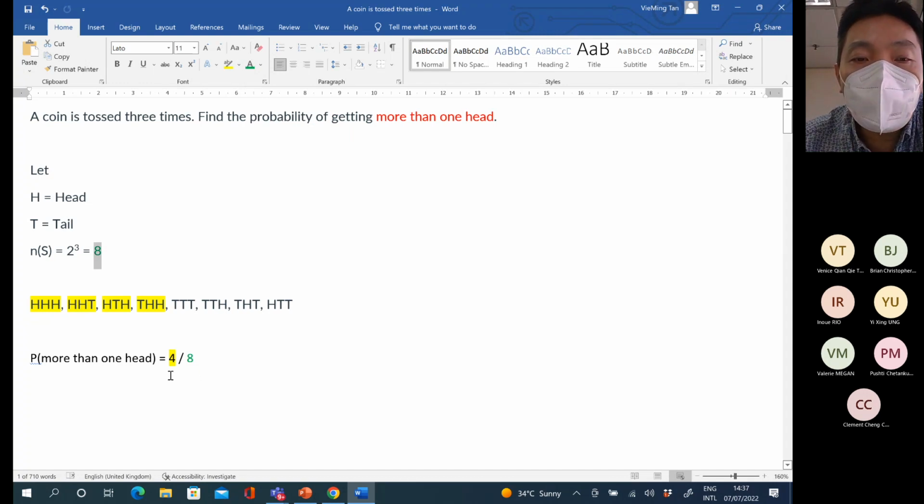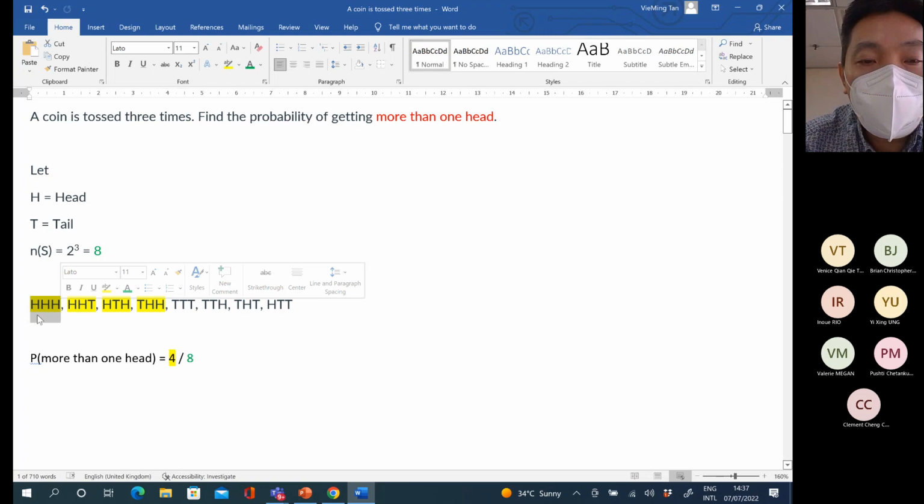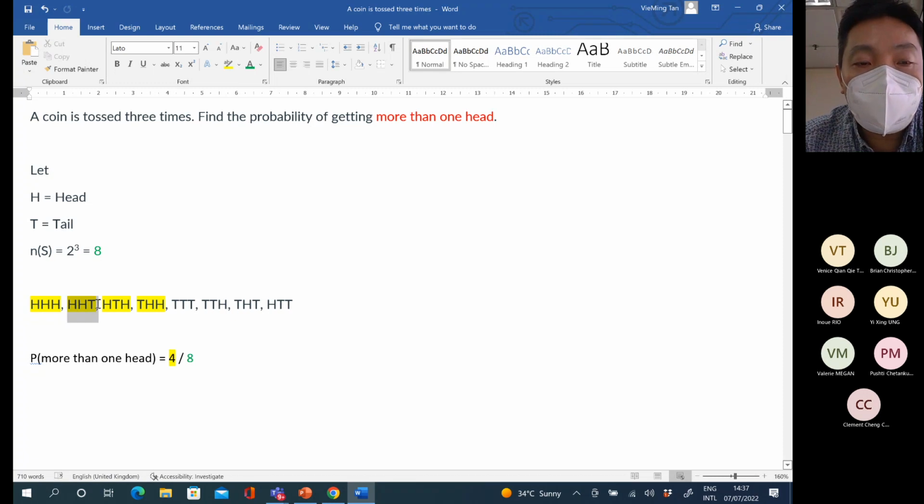How about the numerator? The numerator depends on how many combinations fulfill this requirement, more than one head. Let us check. This combination has 3 heads, so that means more than one. This combination has 2 heads, also more than one. This one also 2 heads. This one also 2 heads. This one has no head, 0 head, so it does not fulfill the requirement.